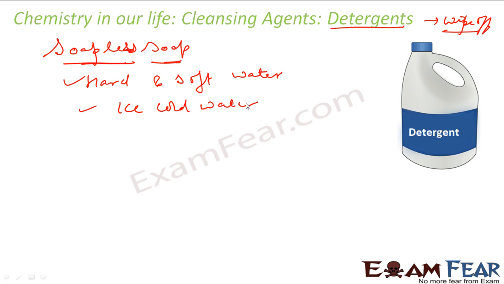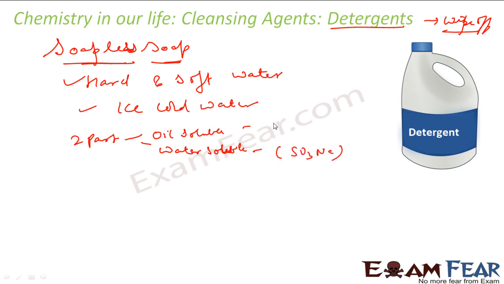Okay, so it has two parts actually. The normal detergent has two parts. One is the oil soluble part, and another is the water soluble part. Similar to soap, soap also has two parts, oil soluble and water soluble. The water soluble part is, for example, SO3Na, and the oil soluble part will be a long chain of hydrocarbon. In soap also we have two parts.